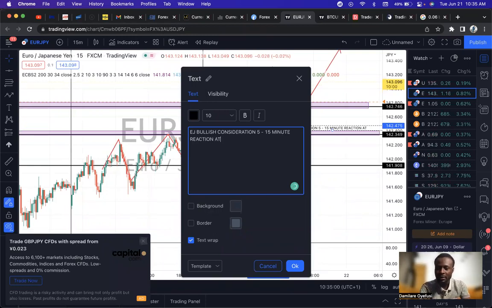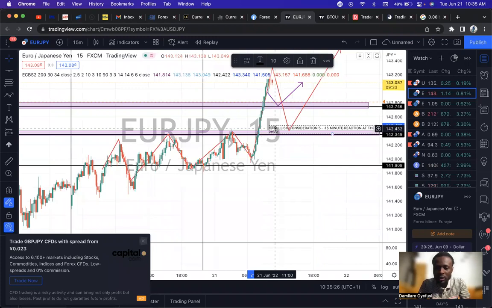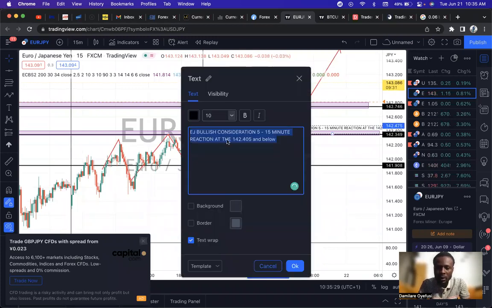At the 142.410. Okay, let me just put 405 and below. So right now, what do I mean by typing and below? And below helps you determine what? The closing of the candle. So while you are considering to go into the market, always wait for the closing of the candle to have your reaction.